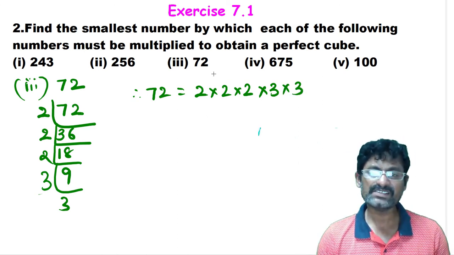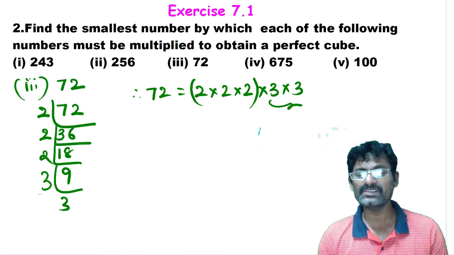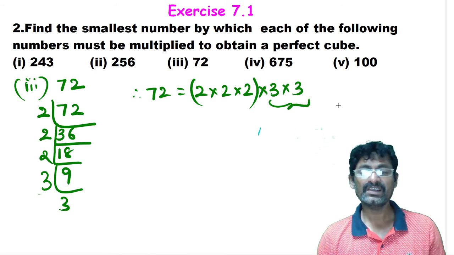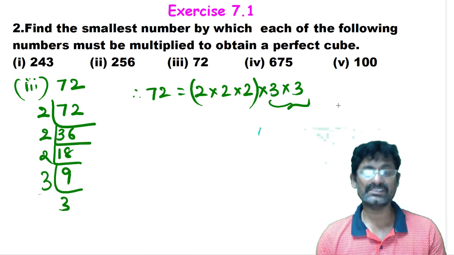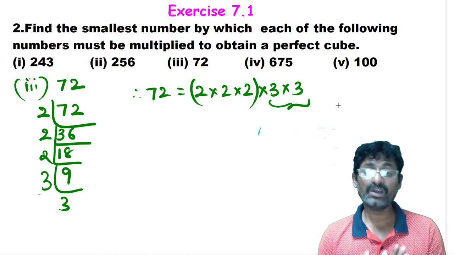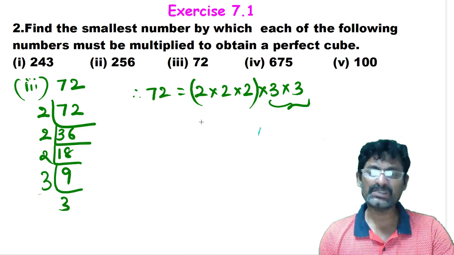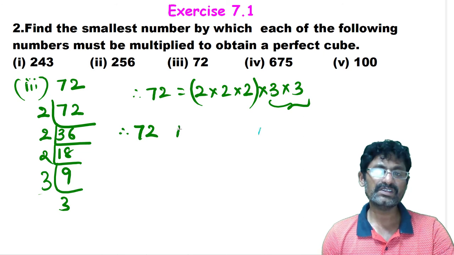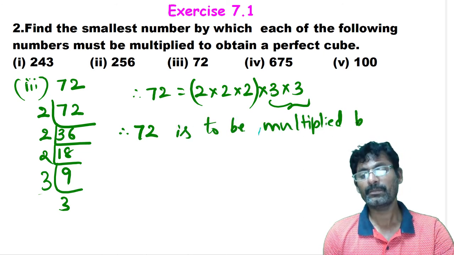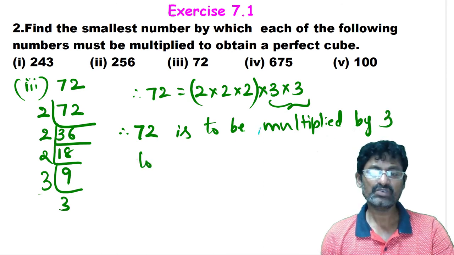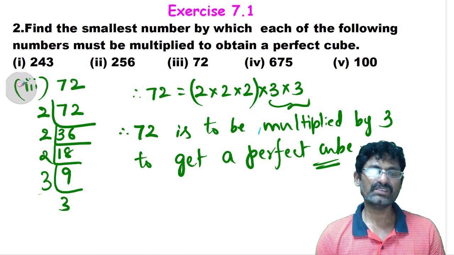Now observe the triplets. 2 times 2 times 2. Then we have 3 times 3. We don't have triplet here. We have only 2 threes. We need how many threes? 3 threes. We need triplet. We have only 2 threes here. So we need one more 3. So that means therefore 72 is to be multiplied by 3 to get a perfect cube. Now let's go to the fourth problem.